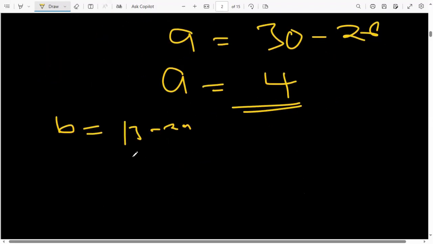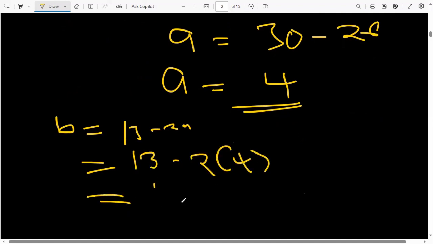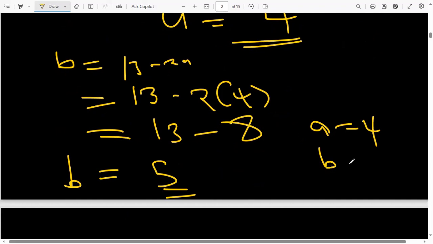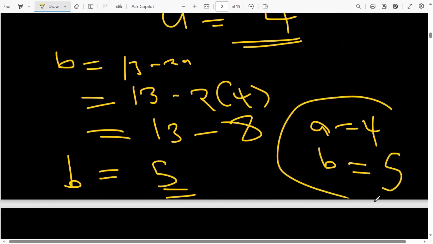So we find our value of a, and then our b was just 13 minus 2a. And our a is 4, so we are going to replace that with 4. So it means we are going to have what? 13 minus 8. What is 13 minus 8? Our b will just be equal to what? 5. Okay, so our a is 4 and our b is 5. So these are our answers here. Okay, so any questions there?